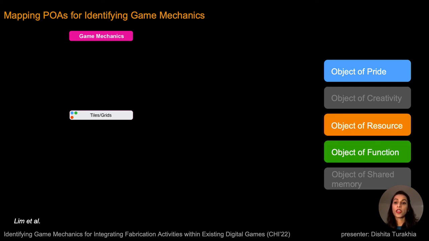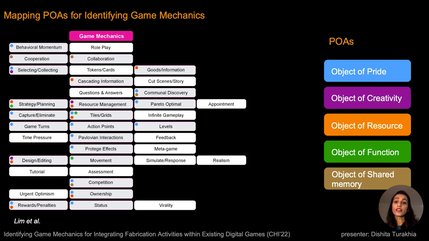For example, to integrate fabrication of objects of pride, we can use all these game mechanics available. Or conversely, having the game mechanic of grids or tiles, for example, you could have an opportunity to integrate fabrication of objects of pride, resource, or function. Thus, designers can use this bidirectional mapping in their workflow to integrate fabrication activities within existing digital games.